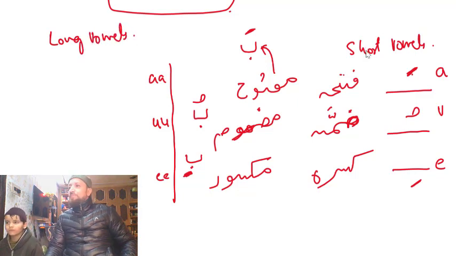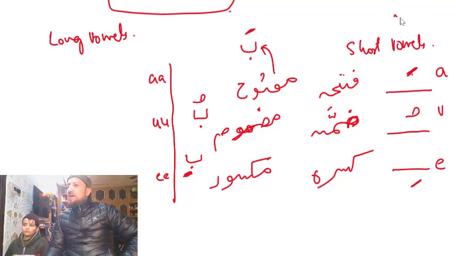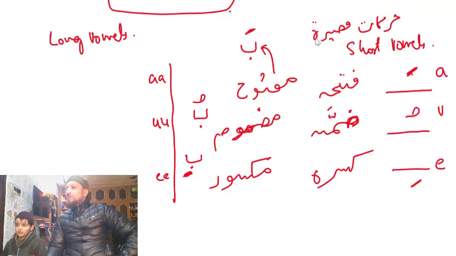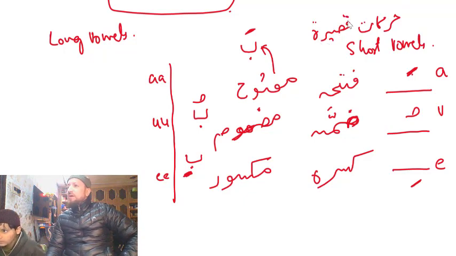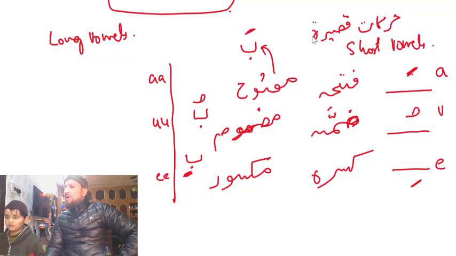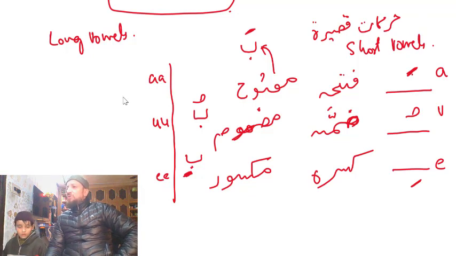Now the short vowels are also called harakat qasira. And ta marbuta is there, because when we stop on it, it becomes ha. So harakat qasira, or short vowels.